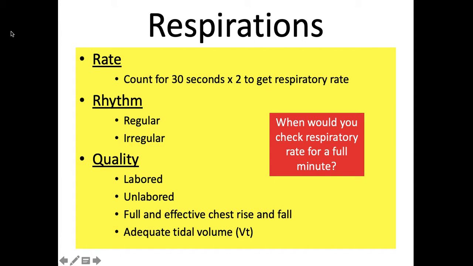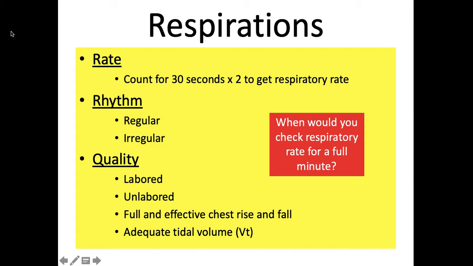And what that does is it makes the person, when you look at them and you're assessing the patient, look like they're working hard to breathe. That's labored respirations. And that's telling you that this person does have some type of fairly serious respiratory thing going on. So again, the breathing should be full and effective. The chest should rise and fall easily and freely, with adequate tidal volume. On average, a person will inhale about 500 milliliters of air with each ventilation. So that's a normal rise and fall of the chest.